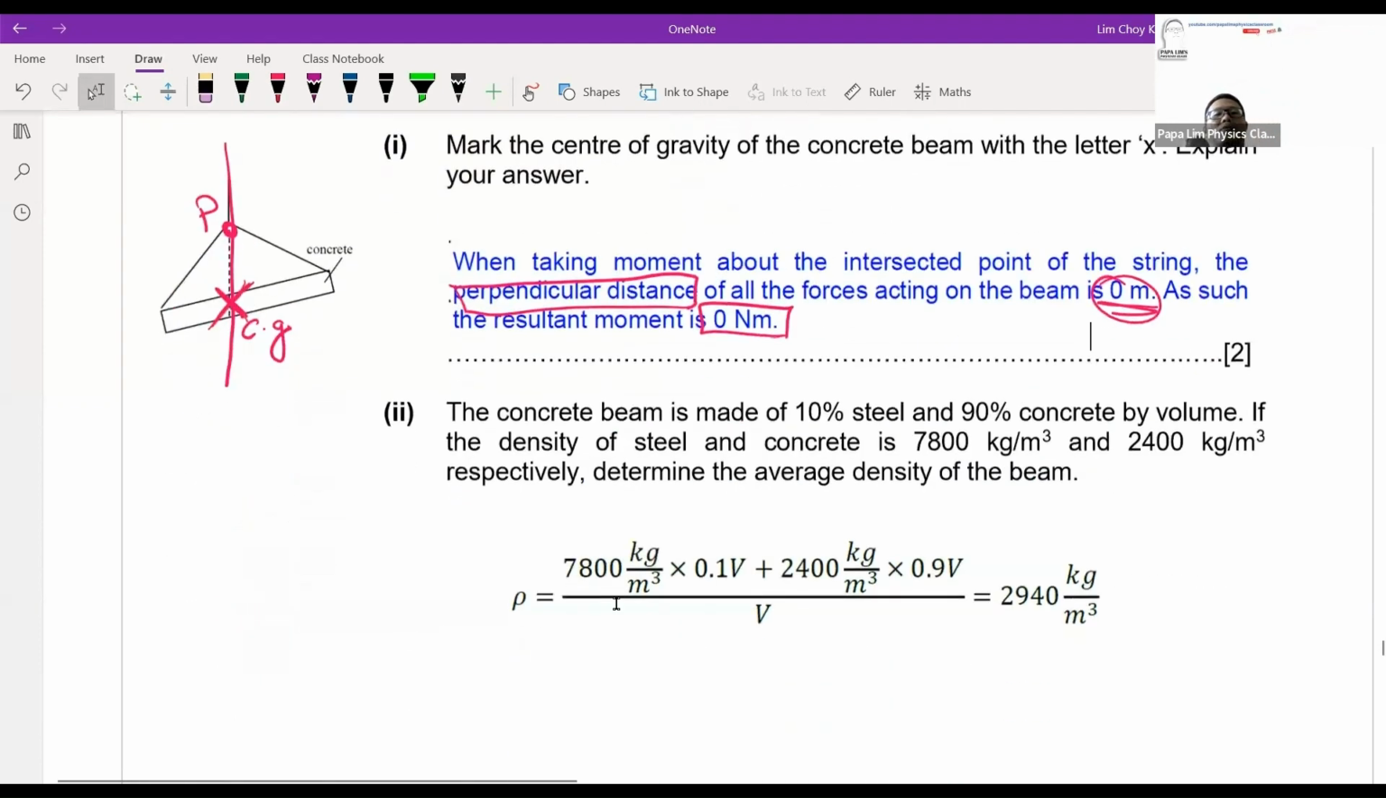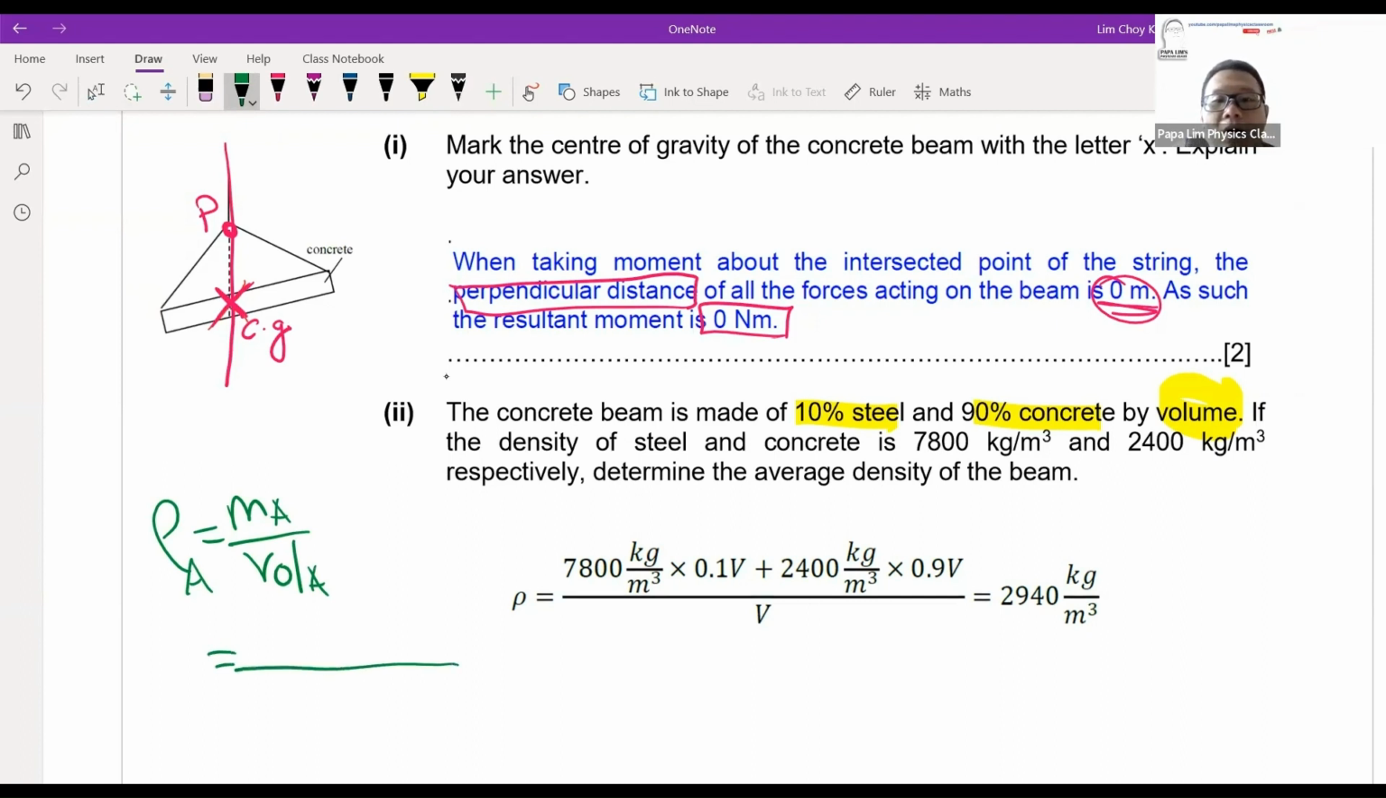Now part two is dealing with density, or some mathematical calculations regarding density. The important factor here is that the concrete beam consists of 10% steel and 90% concrete based on volume. When we're looking at density, density is mass over volume. What is difficult is that this beam is actually an alloy. So when we're looking at the density of an alloy, I need the mass of the alloy and the volume of the alloy. In this case, the alloy consists of steel and concrete.